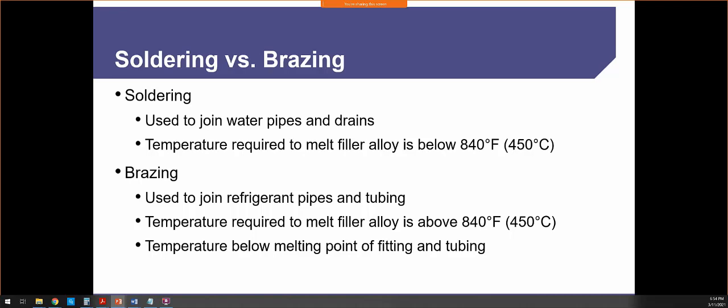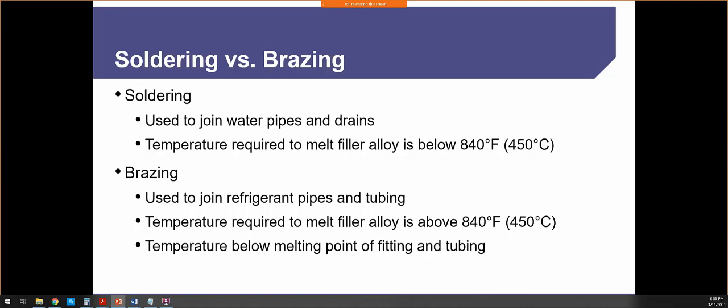Whereas with brazing, we're going to use something that's a little bit hotter. All right, that propane torch, that MAP gas isn't going to get hot enough, so we need to use something a little bit better, an acetylene or an oxyacetylene torch. Those are going to provide temperatures high enough to melt that filler metal that we have, and that's going to create a nice strong connection for us. Okay.